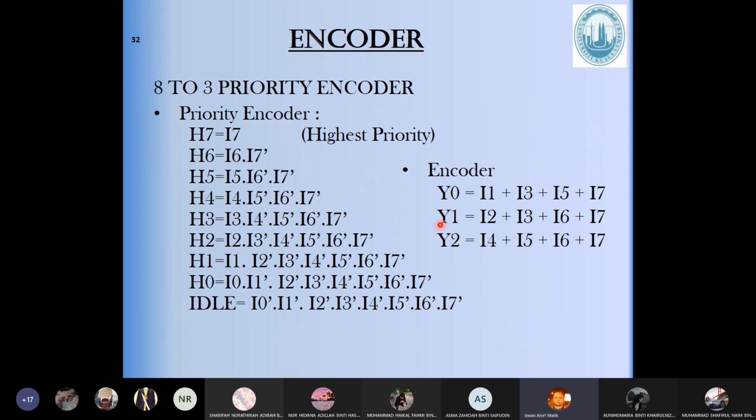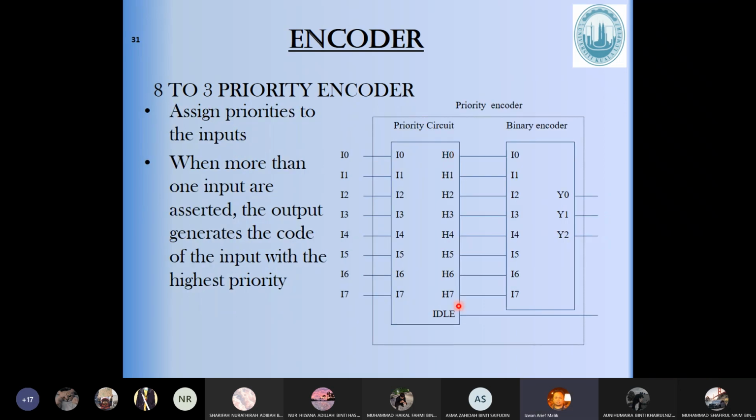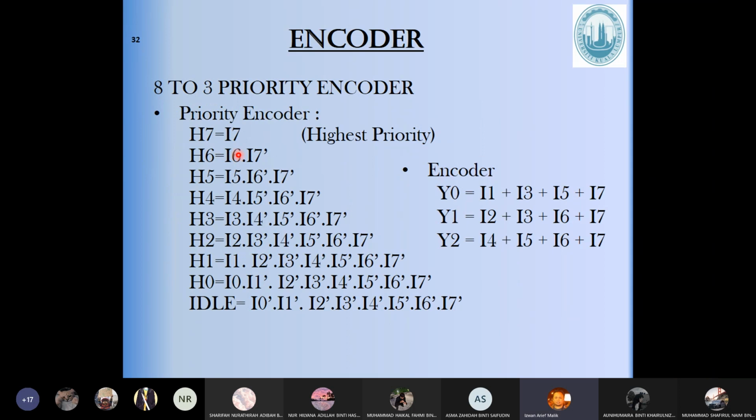So this is the Boolean expression. For H7, the highest priority dia adalah I7 lah. Okay, untuk this one. H6, I6 dan I7 bar. Okay, H5, I5, I6 bar, I7 bar. Maksudnya I6 dengan I7 ni tak akan dapat keluar daripada H5 ni. Okay, sampailah bawah lah, sampai H0. Output dia I0, I1 sampai I7 dia akan jadi bar. So dia represent mana input yang dia akan keluarkan sahaja. Yang tak ada tu kita barkan dia.